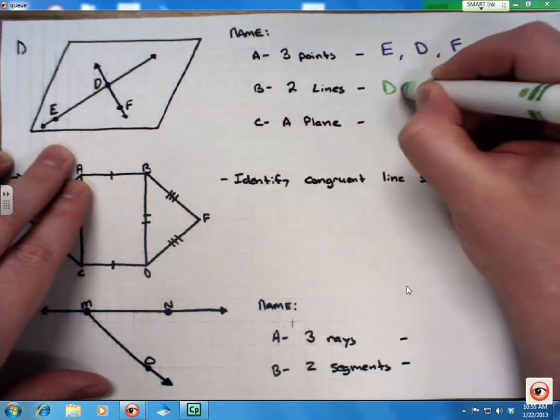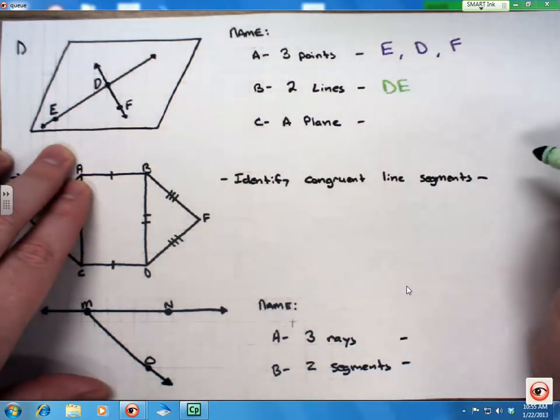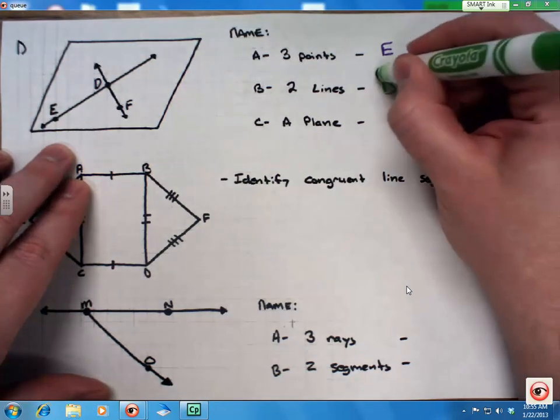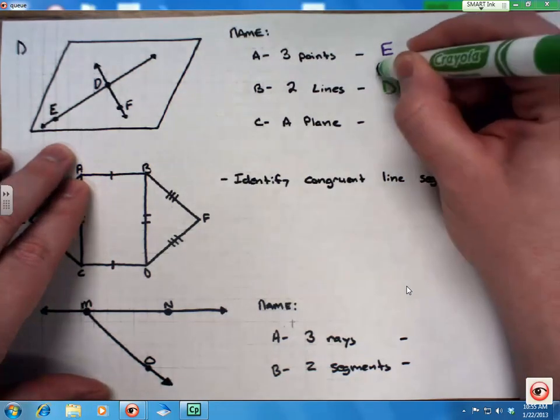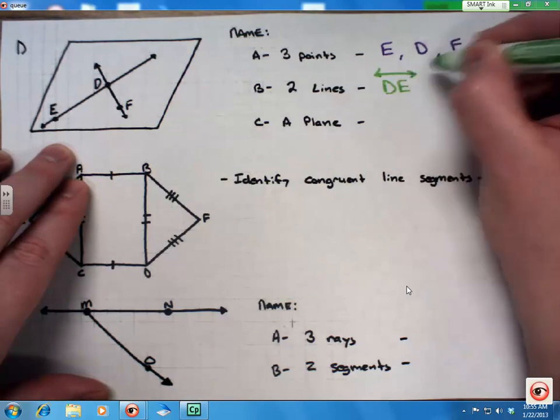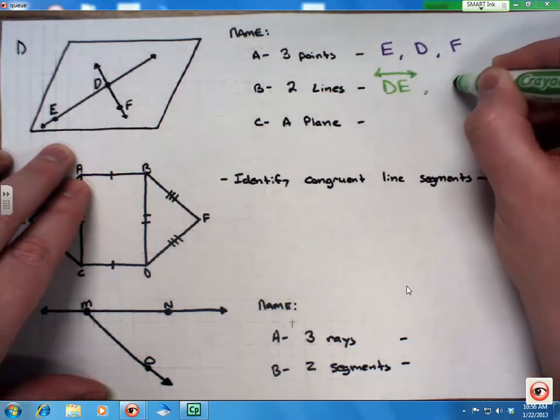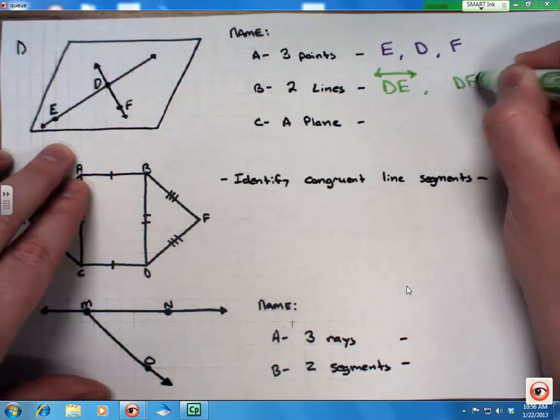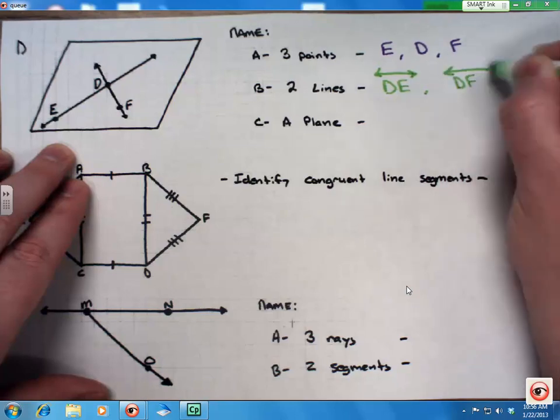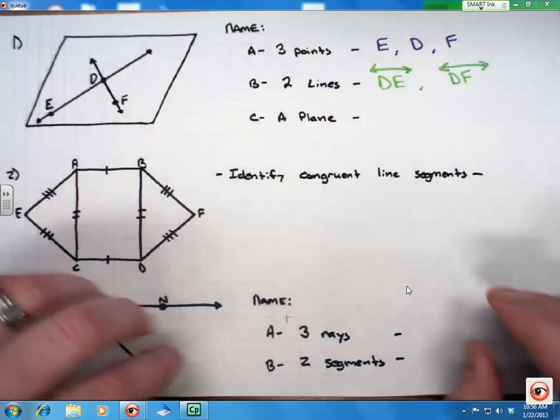So we could have DE. Now, whenever we are labeling lines, remember we have to put the line symbol above the 2 points, and we have to have arrows on both ends. That is what designates it as a line. If we don't put those arrows on both ends, it would just be a segment, and that's not what that question is asking us for.